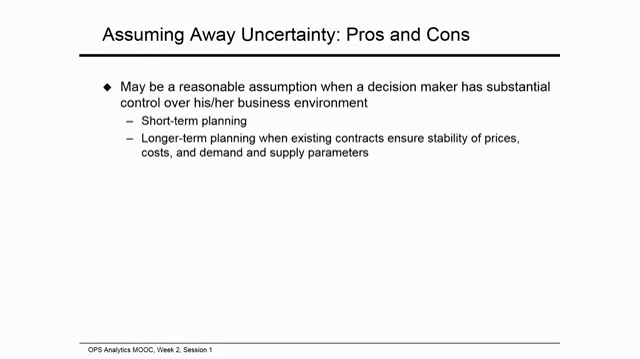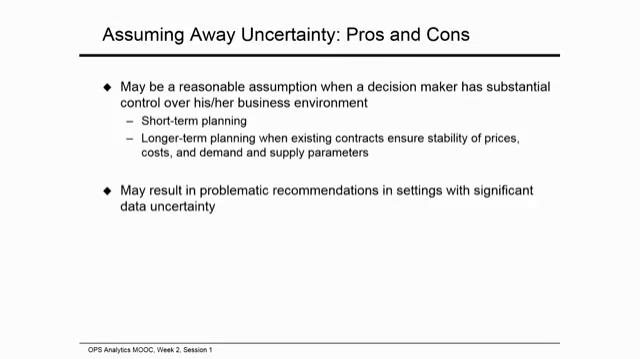Assuming certainty may be justified in situations where a company faced with a decision exercises fairly strong control over its business environment, either because it considers short-term planning or because it benefits from longer-term contracts that allow it to confidently predict future data parameters.